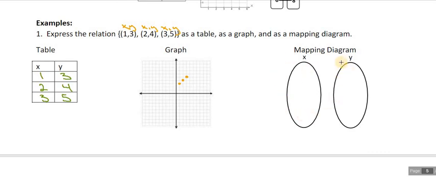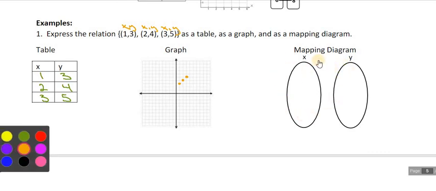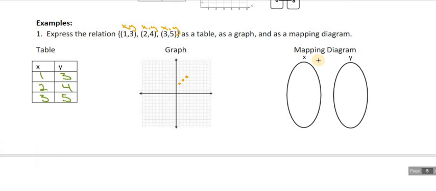So our mapping diagram is already set up. We've got two little ovals there for our 3 ordered pairs. So the X's go in the left side, the X side, or the input. So my X's here are 1, 2, and 3. So that's already in order. My Y's go in the other oval here. So my Y values are 3, 4, and 5, and those are also already in order, smallest to largest.